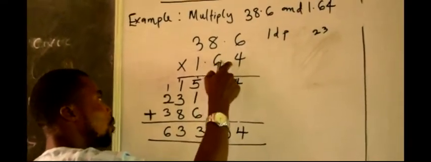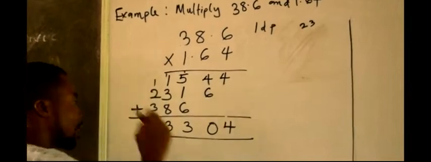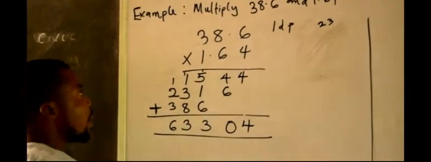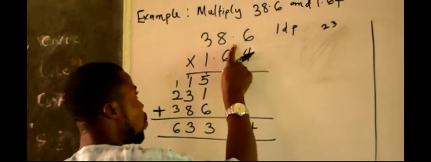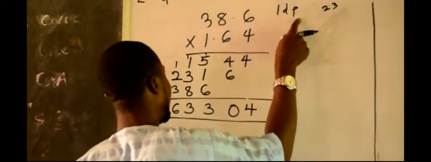We have 1, 2. How many numbers will we count before we get to our decimal? Let me come again. How many decimal places here? We have one decimal place, meaning how many numbers are we going to count before we get to our decimal? That is 1. 1 decimal place.